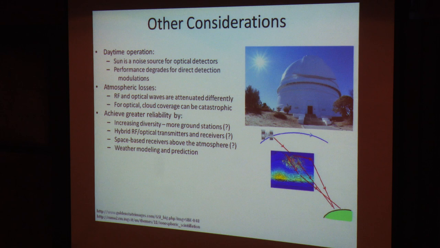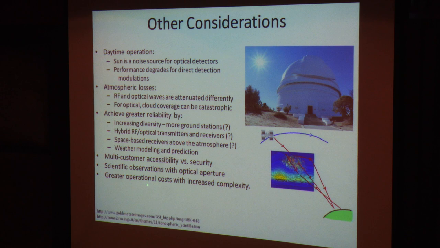There are also issues of multi-customer accessibility. If the beam is so narrow, is it beneficial for us if we want to reach multiple customers at once versus the security of that beam? So a more focused beam means that it's much harder to intercept. You might hear more about that in subsequent talks. And finally, if we have this optical comm system, can we carry out any scientific observations with it? Can we use it for multiple purposes? And finally, whenever we're increasing complexity, whenever we're looking at fine pointing and all of those capabilities, then we are looking at higher operational costs and a lot more planning and commanding that needs to get sent to the spacecraft. So that does translate into higher costs.